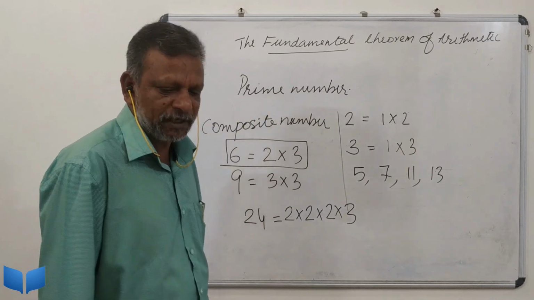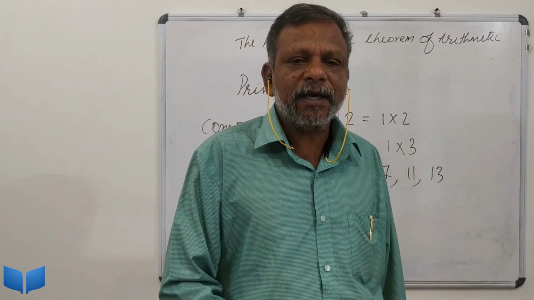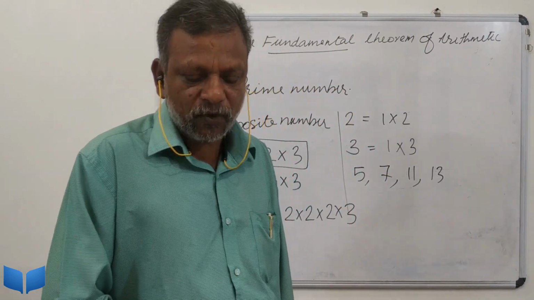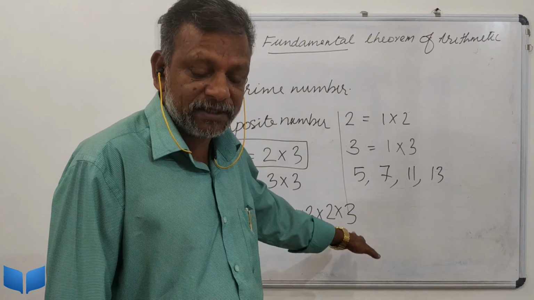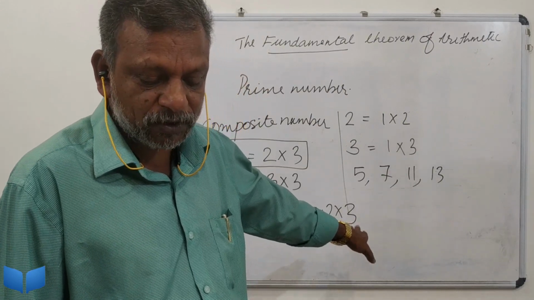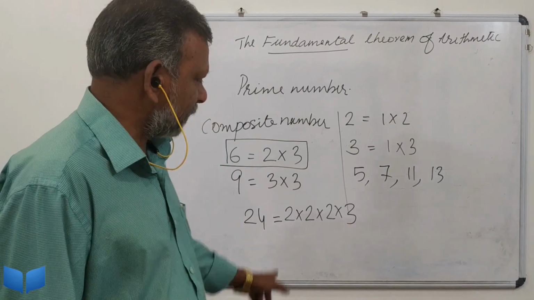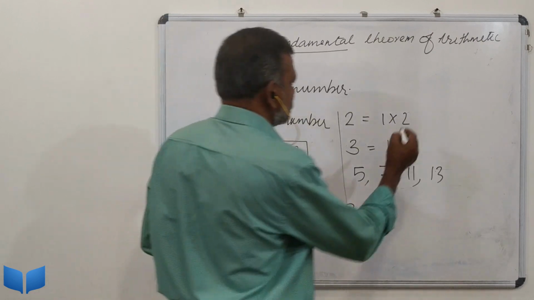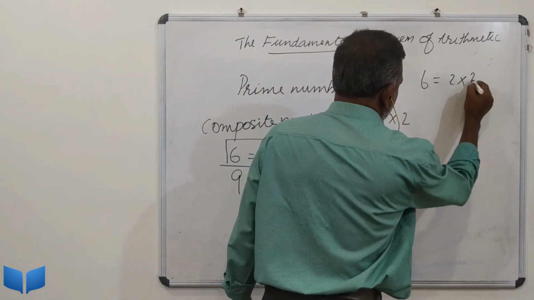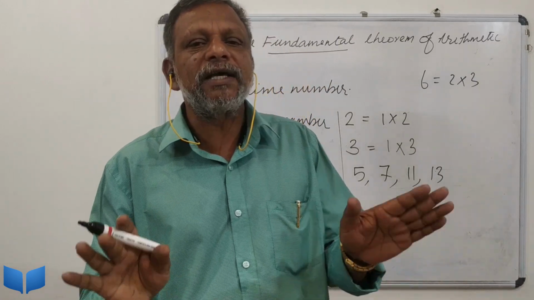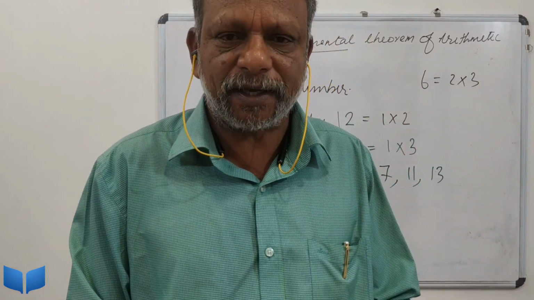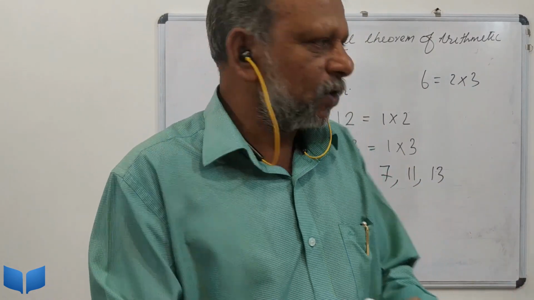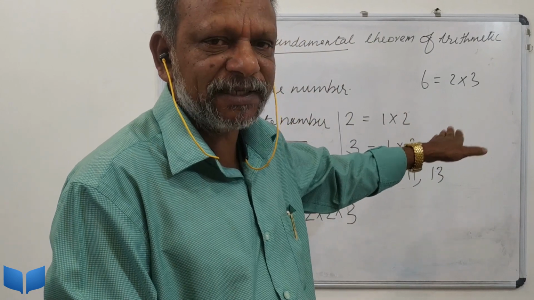So 24 is a composite number. Any composite number can be expressed or factorized as a product of primes, and the factorization is unique except for the order in which the prime factors occur. We can change the order of the factors. When we write 6 equal to 2 into 3, when you multiply 2 and 3, you will get only 6. So the factorization is unique, that 2 and 3 are fixed.